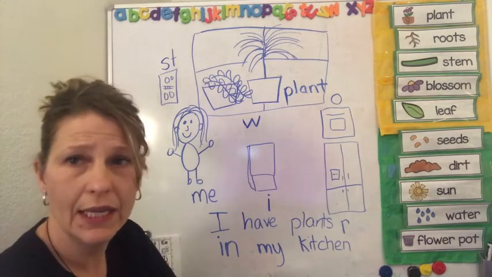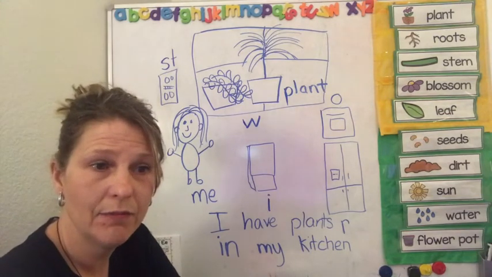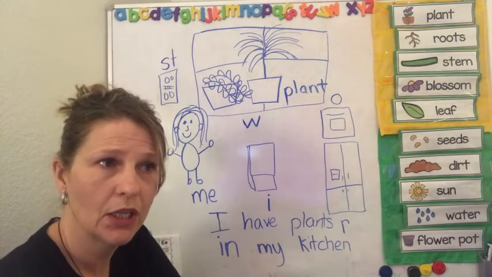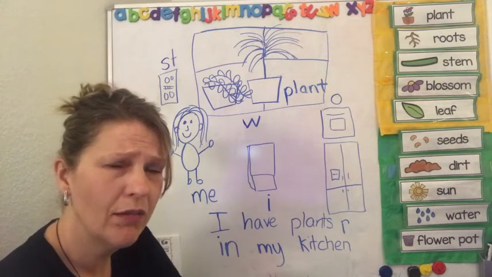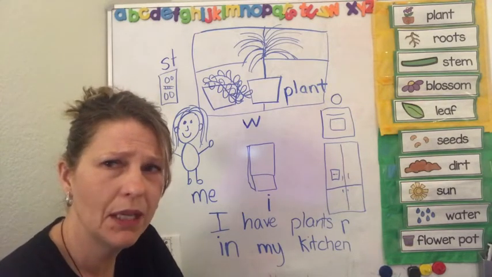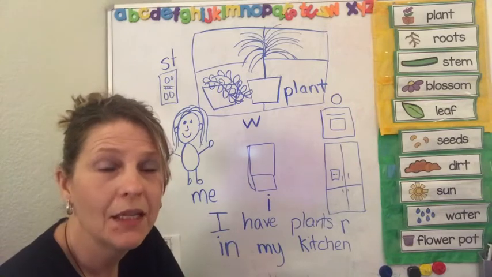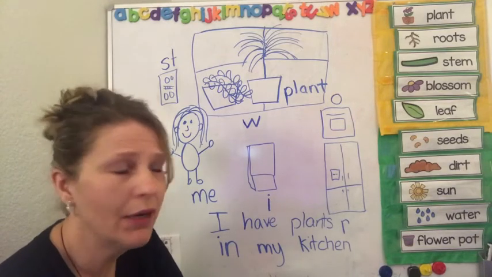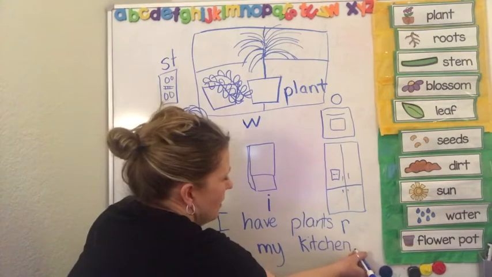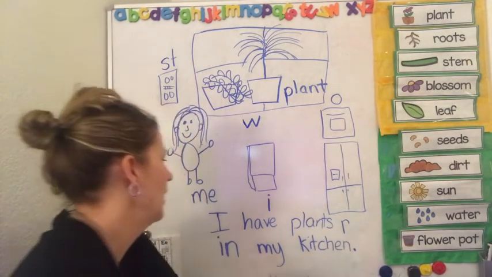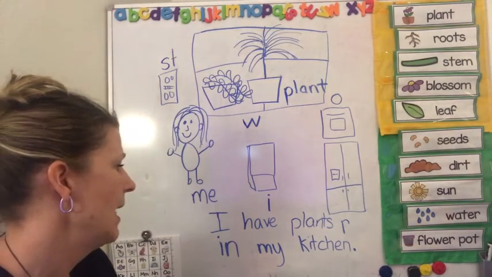So I need to go ahead and end my sentence. And I know that at the end of my sentence, I need a punctuation mark. So I'm just telling you. So everybody tell me, am I just telling you something? What do you need? You're exactly right. That is a period. I put a period. It's on the bottom right down there, and I just put a period. I have plants in my kitchen.